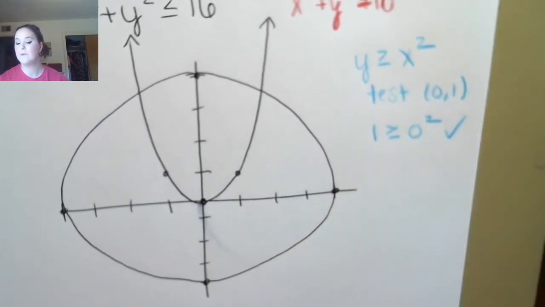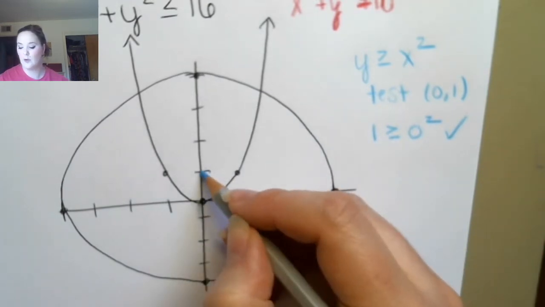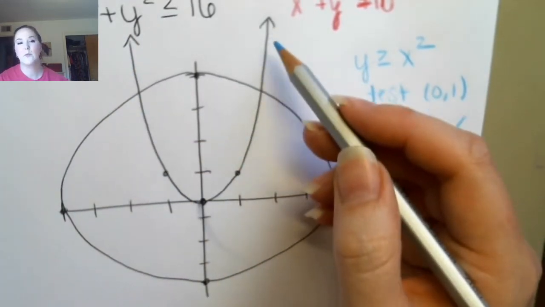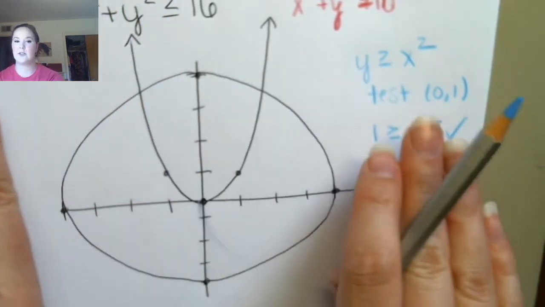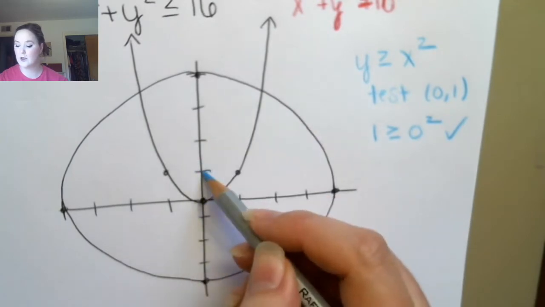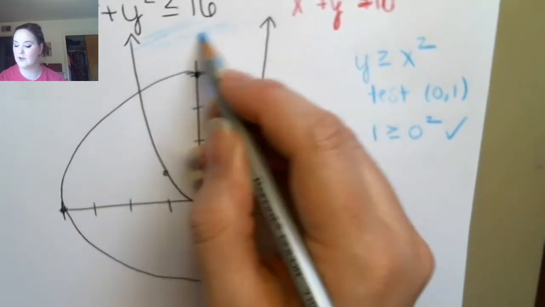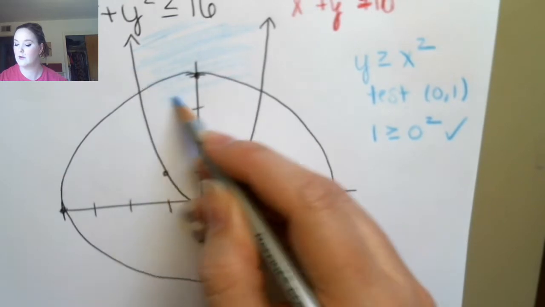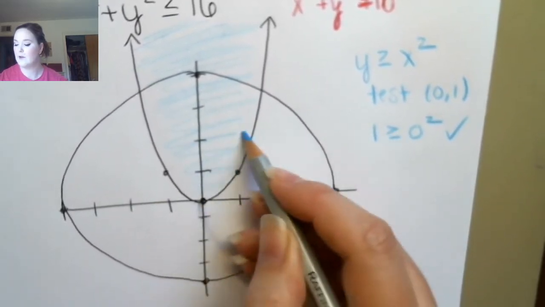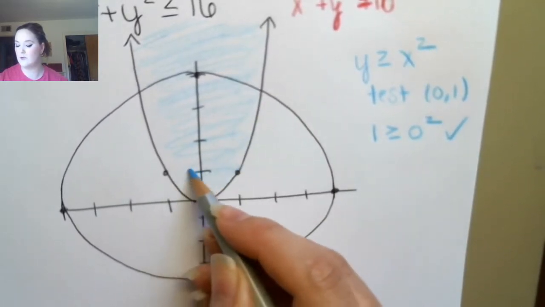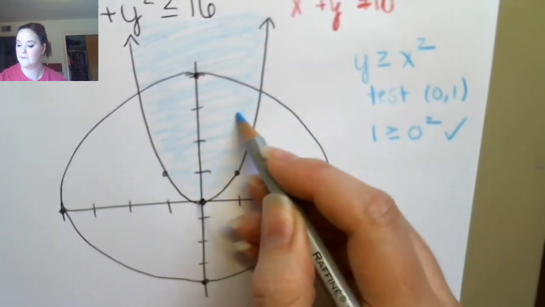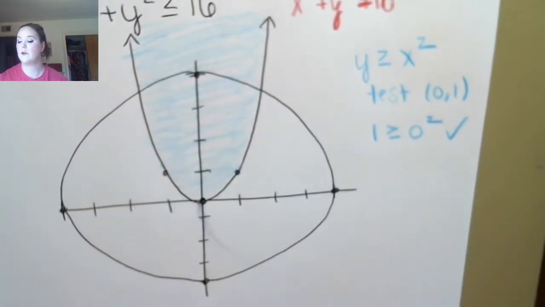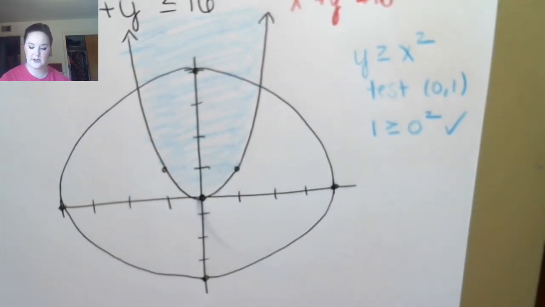That's true. So when I shade in this region, I want to include this point. The parabola breaks up the plane into two parts, the stuff that's inside the parabola and the stuff that's outside of the parabola. Because I want to include this point, I'm going to shade everything that's inside the parabola. It has nothing to do with the circle. This just has to do with the parabola. So there's my shaded region.